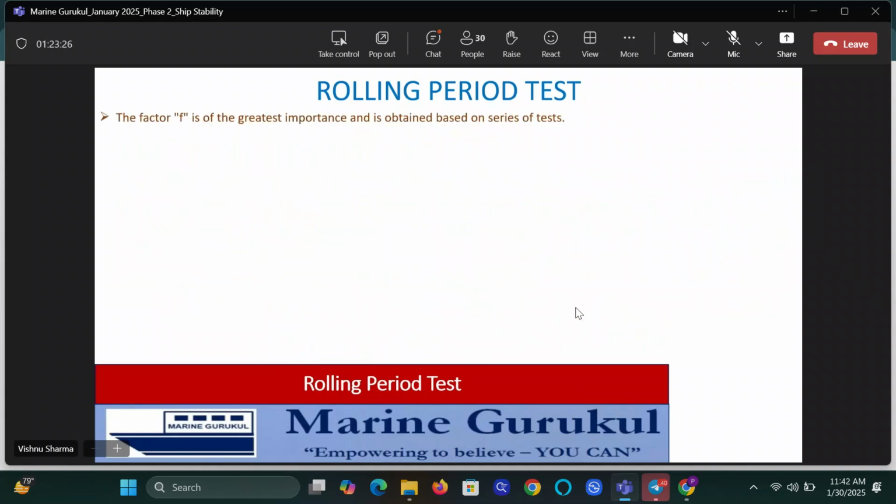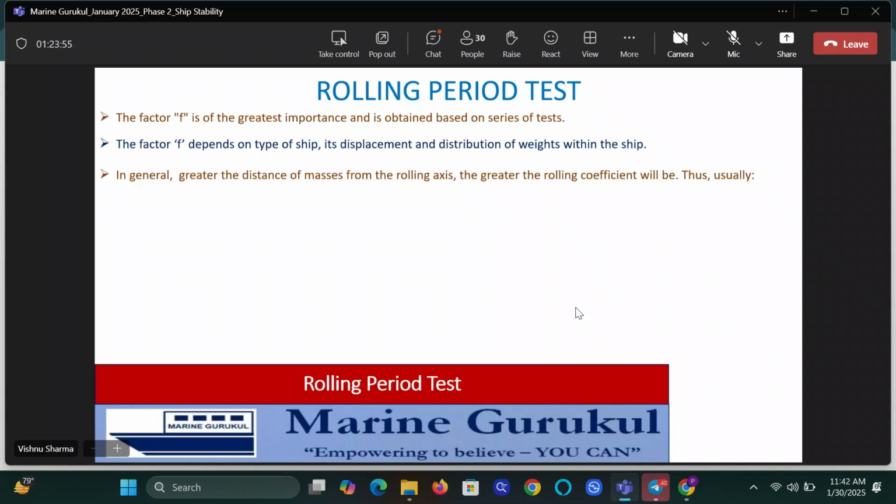The factor F, I'm sure you'll agree, in this formula, GM initial equals F B upon TR whole squared, is of the greatest importance and is obtained based on a series of tests for each ship, and that will be done by the yard or the naval architects and provided to the skipper. Factor F depends on the type of ship, its displacement and distribution of the weights, because radius of gyration and GM will depend on all these.